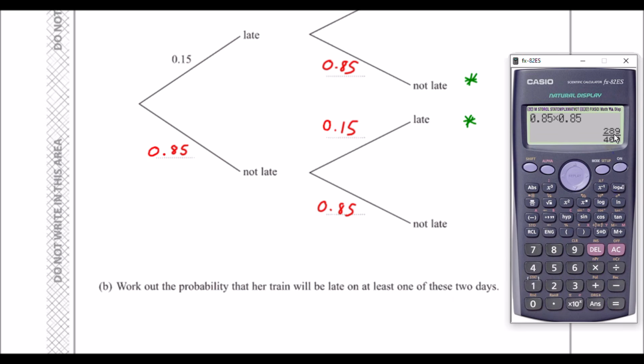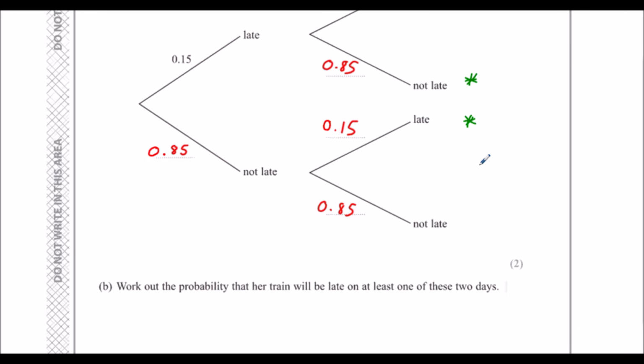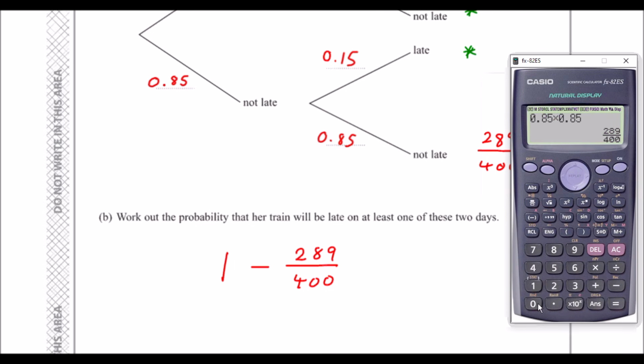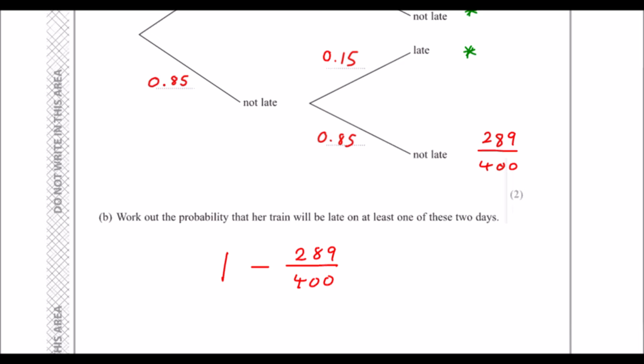And I've got 289 over 400. So that's the probability of it being not late on both days. So to find it being late on at least one day, we can do 1 minus that answer, which is 111 over 400.